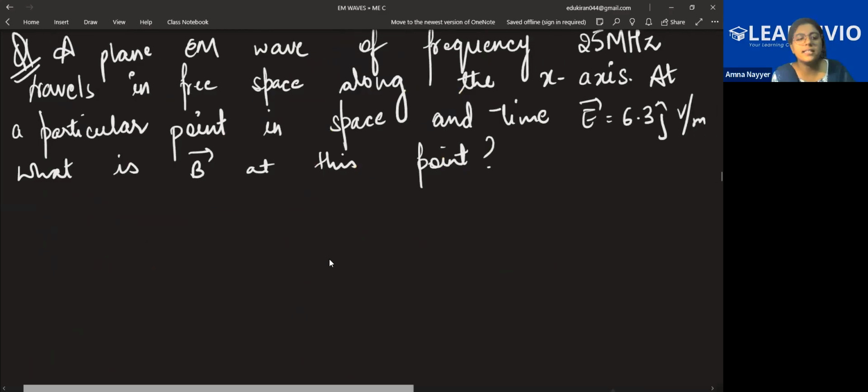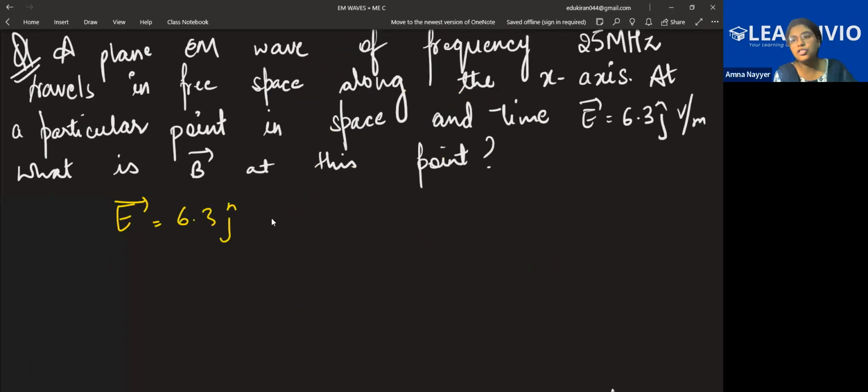So this question says a plane EM wave of frequency 25 megahertz travels in free space along the x-axis. At a particular point in space and time, the electric field is 6.3 j cap Newton per Coulomb. What is the magnetic field at that point? So when you are calculating the magnetic field at that point, a relation we had seen in the last class, that speed of light is 3 into 10 to the power 8 meter per second. Magnetic field you have to calculate.